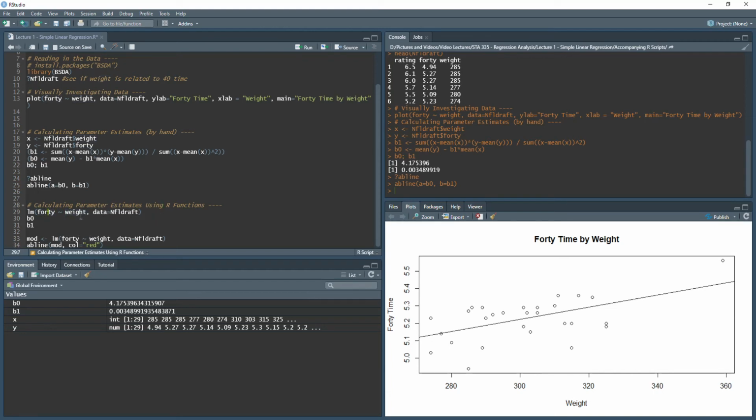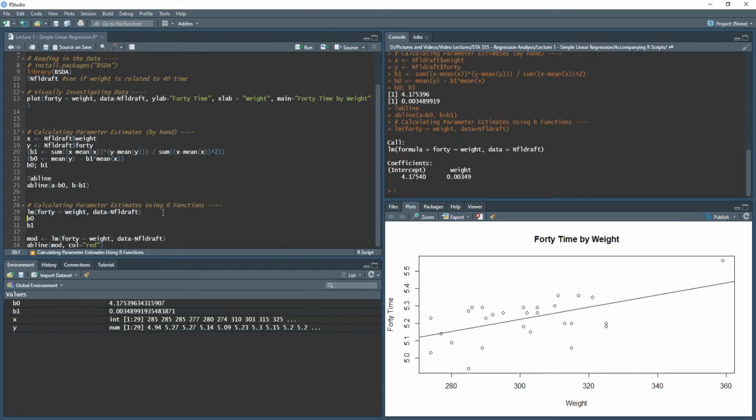In this particular case, you'll note that I'm using 40 and weight without the dollar sign. In formula notation in LM and plot, we're allowed to do that as long as at some point we give it the argument data equals and tell it what data set we're using. So this knows that I'm going to look for the 40 variable and the weight variable in the NFL draft data set.